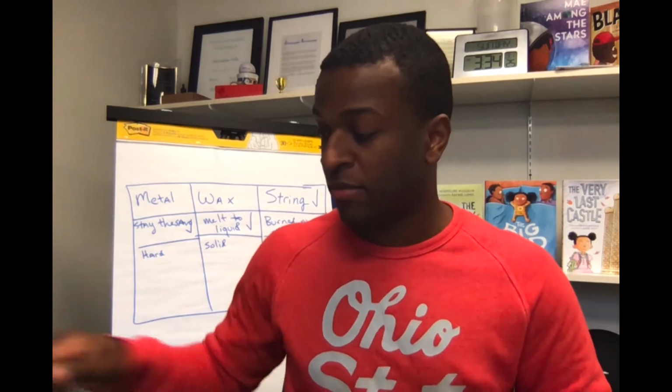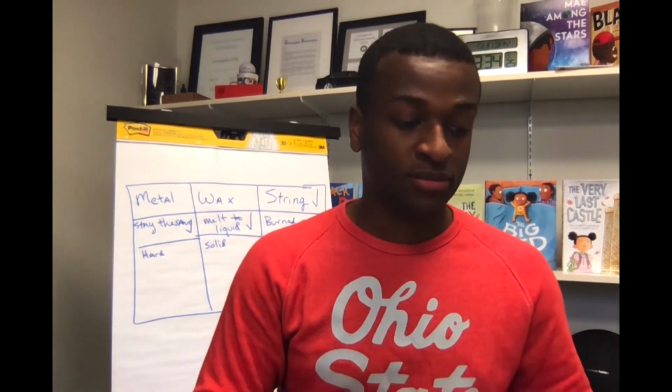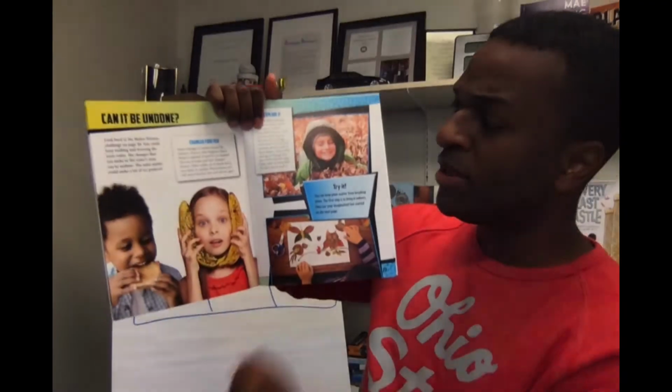So materials react differently to temperature. Wood, however, is a non-melting solid. For example, like my desk or my shirt. If they were to be really heated, they would rot. They would burn up and they would not melt. Let's see if we can learn more about this. Can it be undone?